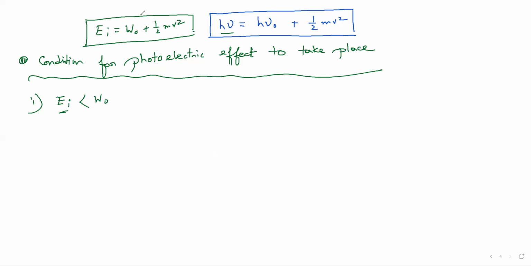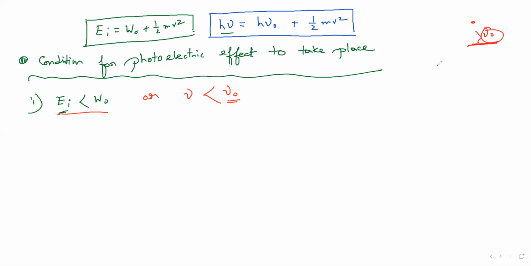Photoelectron ejection takes place or not? Yes or no? Tell me. If EI value is less than W naught, can I write nu value is less than nu naught? The minimum frequency required is nu naught. So definitely the frequency of the photon should be greater than nu naught. Otherwise photoelectron ejection does not take place.